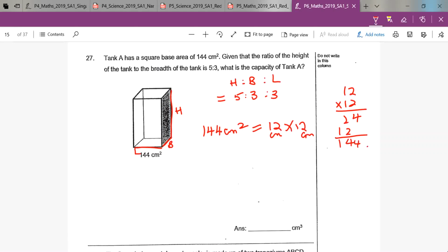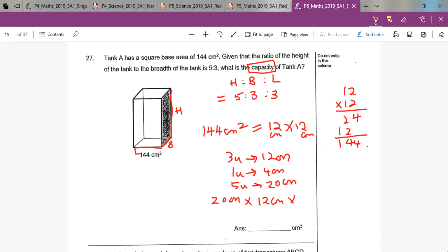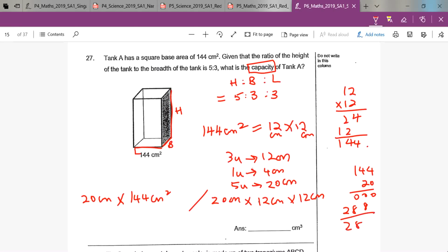So you have already found that one side is 12 cm, which means 3 units is 12 cm. Which means 1 unit is 4 cm, 5 units is 20 cm. So the capacity means volume, so it's going to be 20 cm times 12 cm times 12 cm, or you can write 20 cm times 144 cm square. So 144 times 20 is essentially just 144 times 2, and then you add a 0 at the end later on. So answer is 2880 cm cubed.